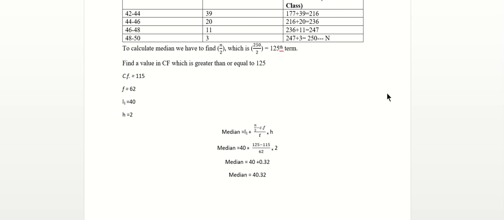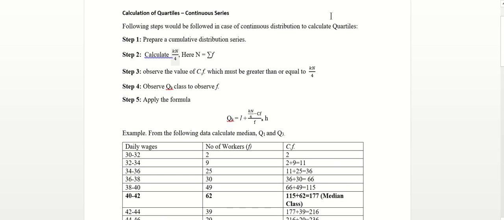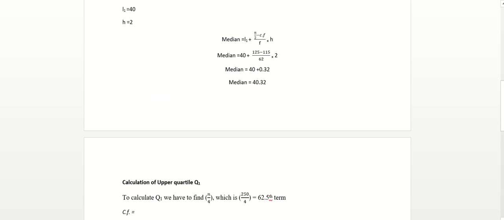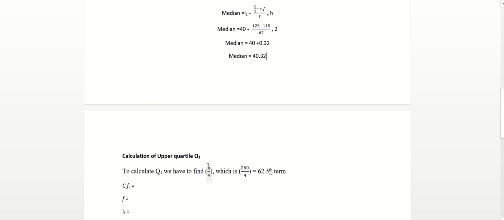Now the second part of the question is calculating Q1. So the formula here is Kn by 4. For median we apply n by 2. For quartiles we apply Kn by 4. So we will calculate n by 4. K is 1 because we are calculating quartile 1. So 1 into n divided by 4. So 250 by 4 is 62.5.